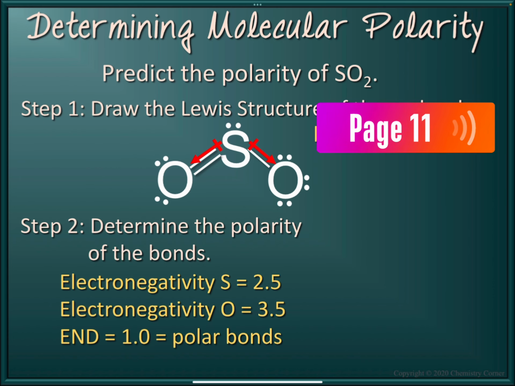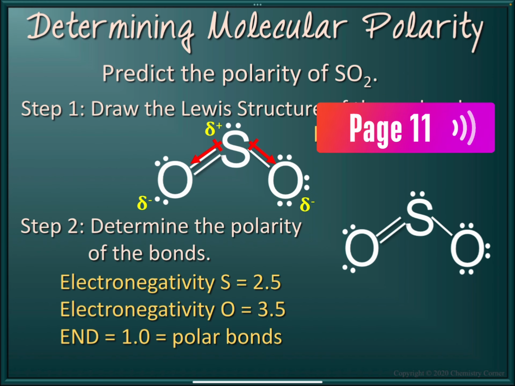And because the molecule is bent, those two polar bonds do not cancel out. So we end up with a dipole moment, or an overall polar molecule. Okay, so our two polar bonds do not cancel each other out. They actually add together to give you an overall polarity to the whole molecule.